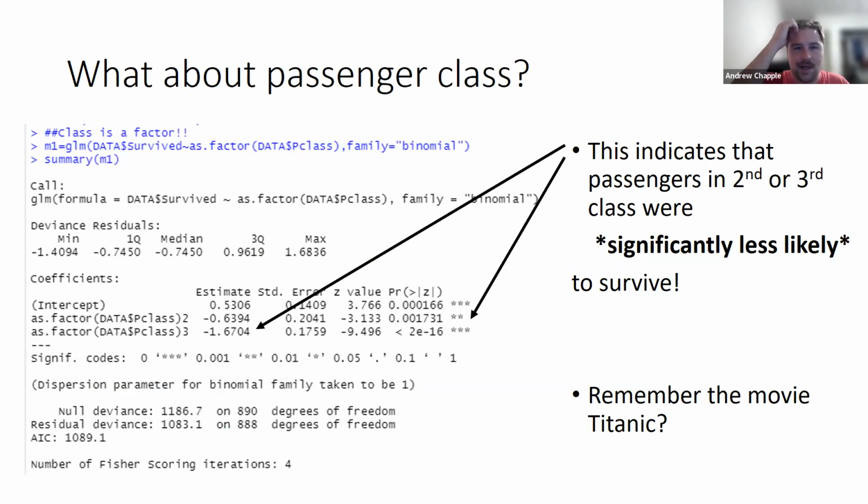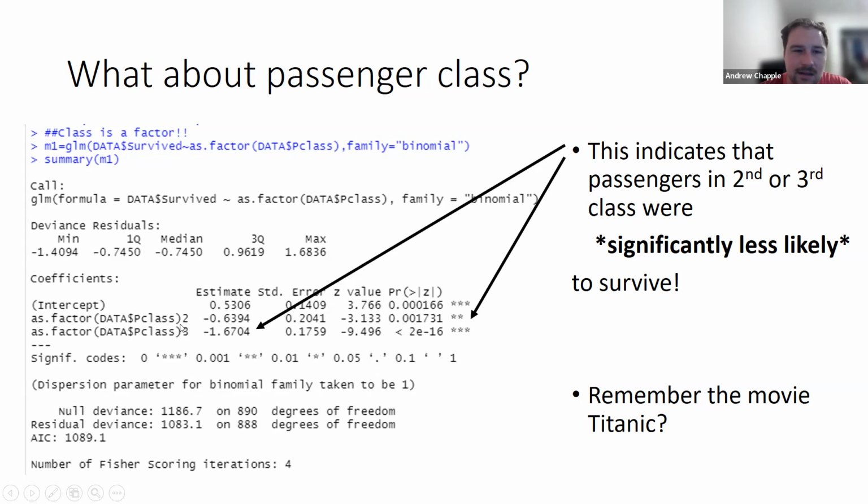What about passenger class? Well, we can add that into here. Here I'm changing my code. Now M1 is equal to glm, I've got data survive as.factor, data P class, and family binomial. I'm taking the summary of M1. So here, does this indicate that passengers in the second or third class were less likely to survive? Why is that?